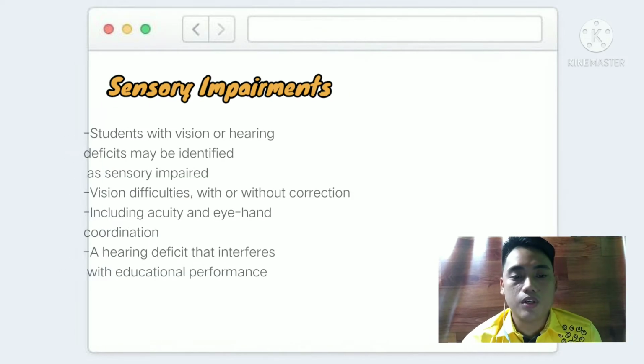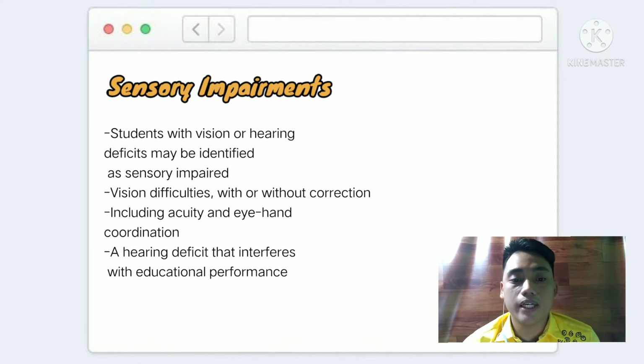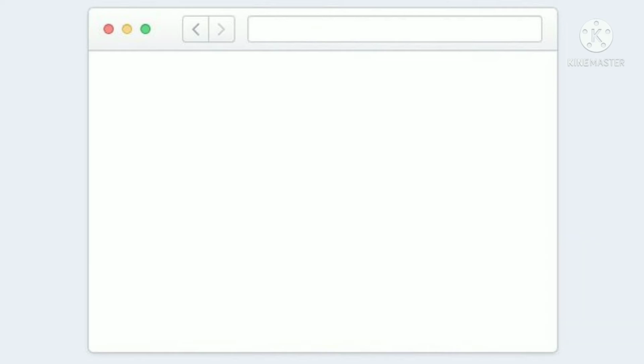Sensory impairments. Students with vision or hearing deficits may be identified as sensory impaired. Vision difficulties with or without correction, including acuity and eye-hand coordination, or a hearing deficit that interferes with educational performance.